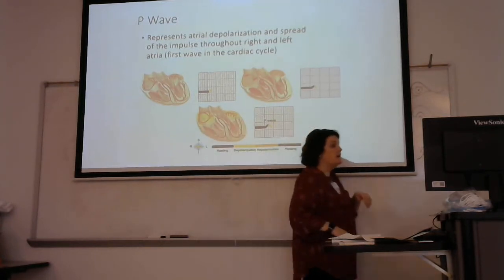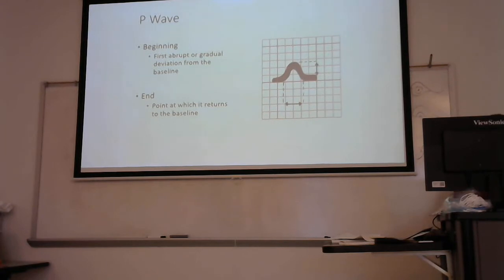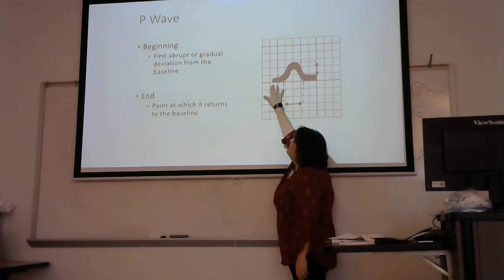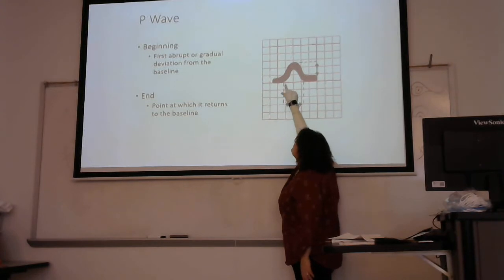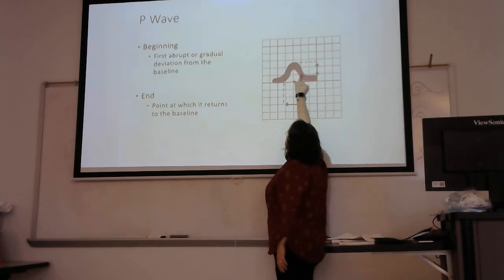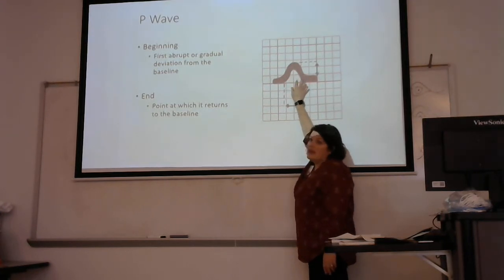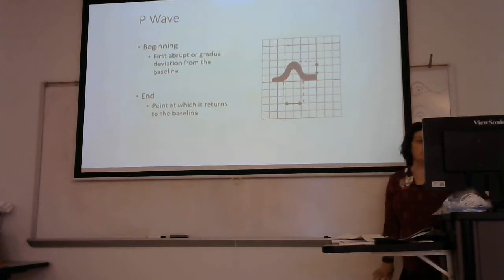So when you look at a P wave, what I need you to realize is that we recognize it as the first abrupt or gradual deviation from baseline. Okay? So for example, this is baseline, guys. You see how it starts to come up? This right here is the beginning of my P. And I follow it, and when it comes back to baseline, that's the end of my P. This right here represents what's going on in the atria. It's the firing of the SA node, okay?